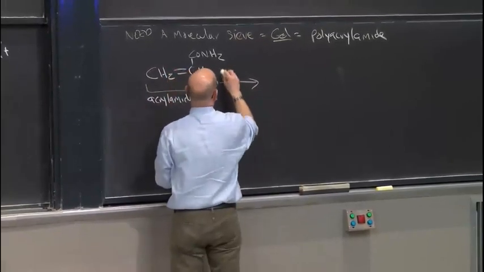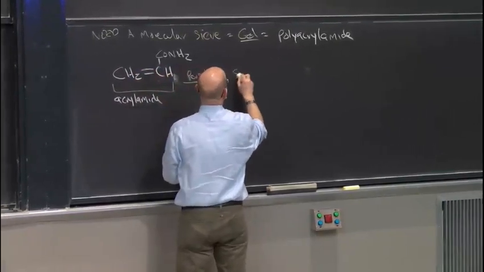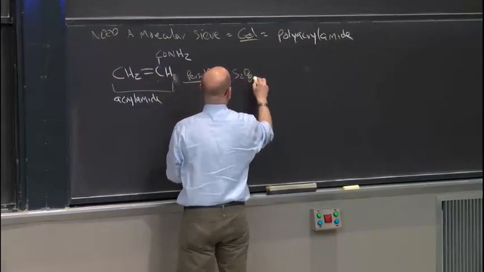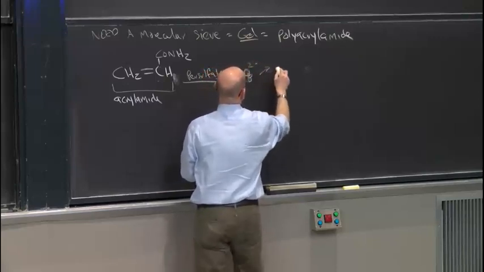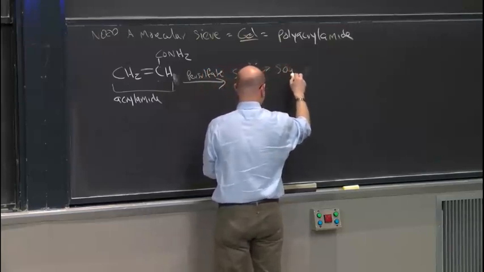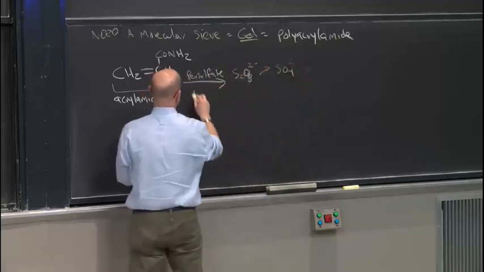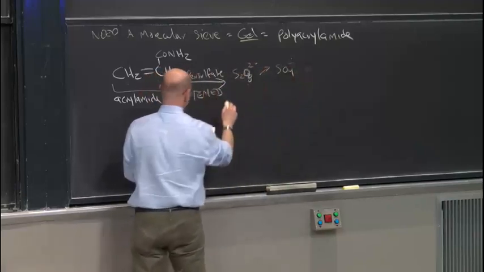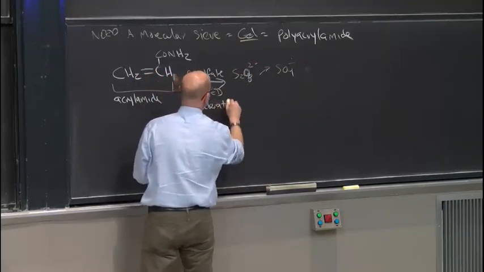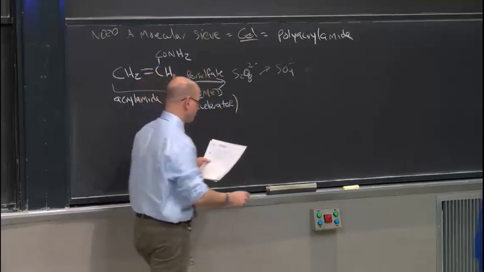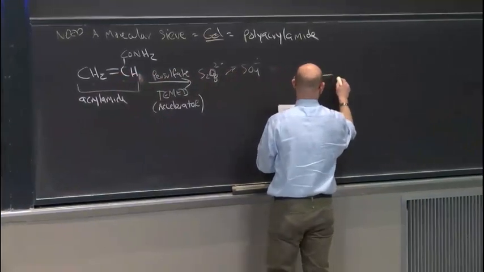And if I do this in the presence of persulfate, which is S2O8, 2 minus, this disproportionates into SO4 minus dot, okay? And I do this in the presence of an accelerator, something called TEMED, that's an accelerator. What happens is I end up with a molecule that looks like this, CH2.